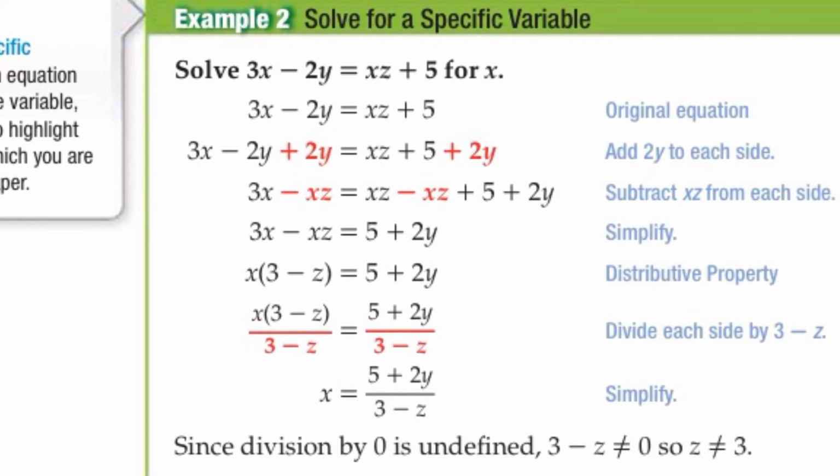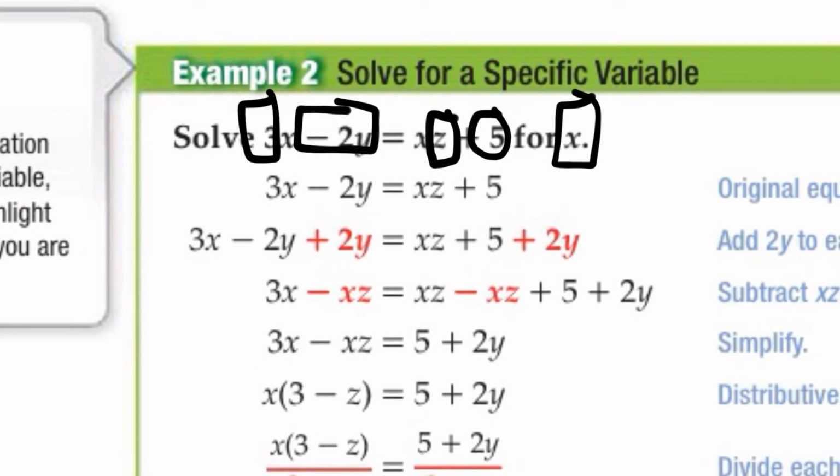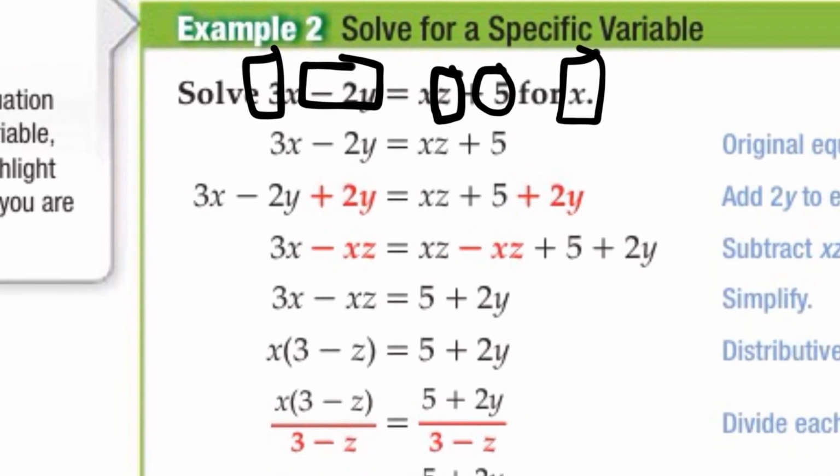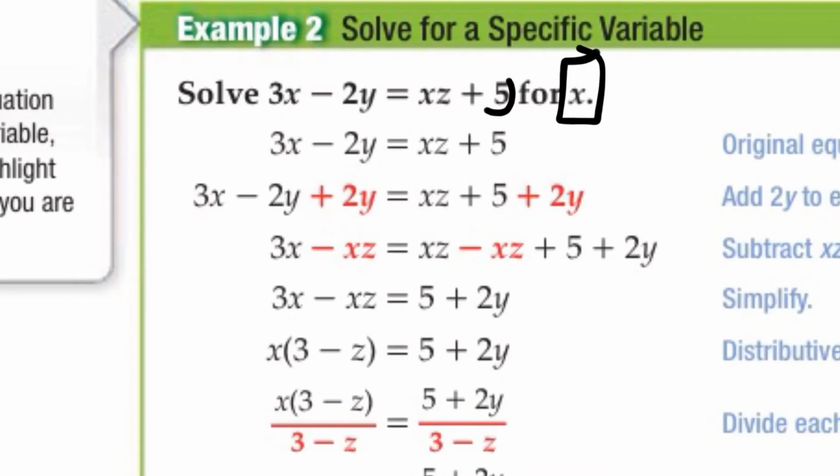The one that wants to be by itself this time is x. So who's in the way? The 3 is in the way, the negative 2y is in the way, and we also have a z over here, and we have a 5. We've got a lot of work to do, so here's what we're going to do. We have to get all the x's on one side. We have to decide where we want the x to be by itself, on the right side or the left side. In this case, all the x's are going to be on the left side.